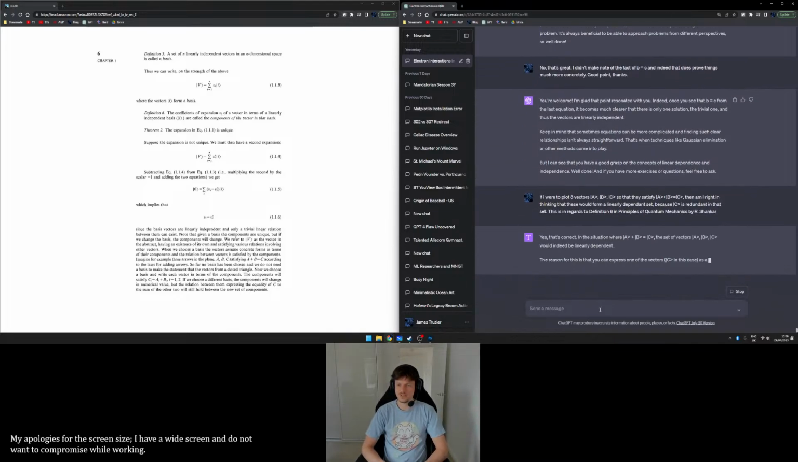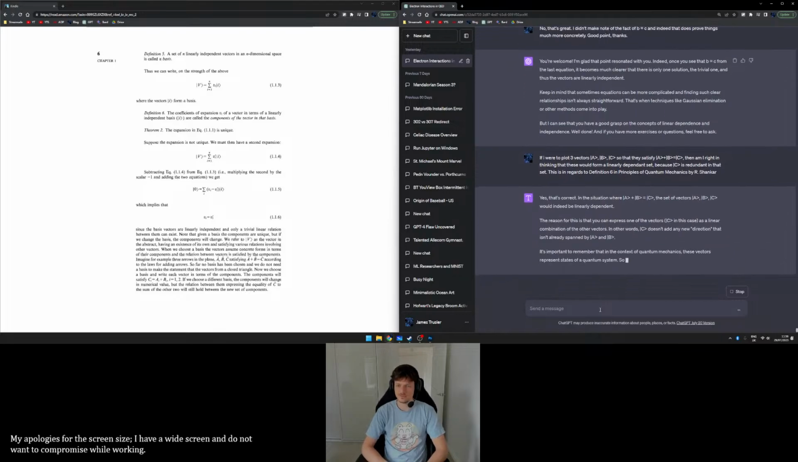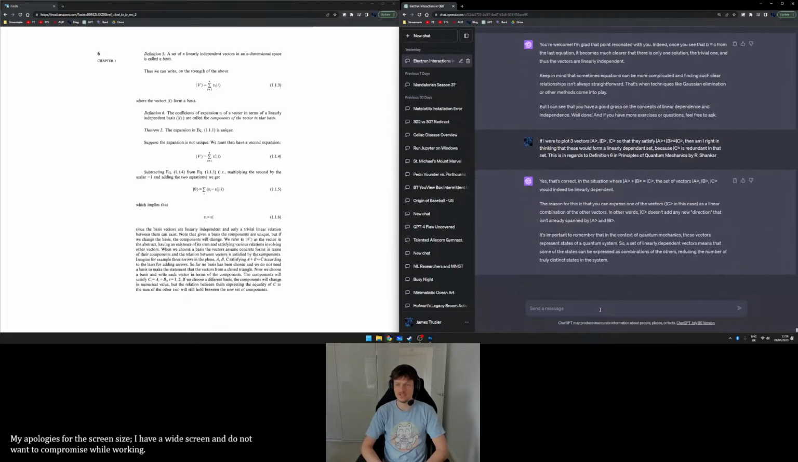Yes, that's correct. In the situation where A plus B equals C, the set of vectors would indeed be linearly dependent. The reason for this is that you can express one of the vectors, C in this case, as a linear combination of the other vectors. In other words, C doesn't add any new direction that isn't already spanned by A and B. It's important to remember that in the context of quantum mechanics, these vectors represent states of a quantum system. So a set of linearly dependent vectors means that some of the states can be expressed as combinations of the others, reducing the number of truly distinct states in the system.